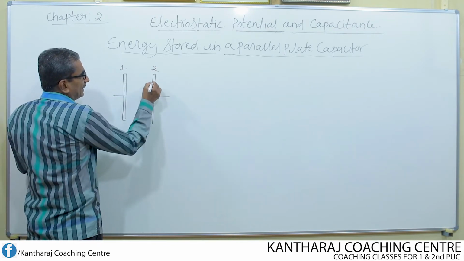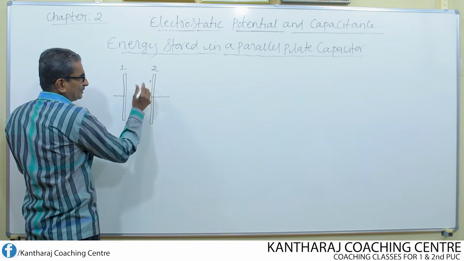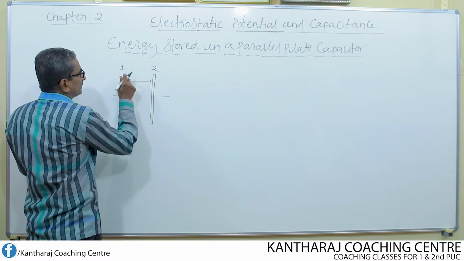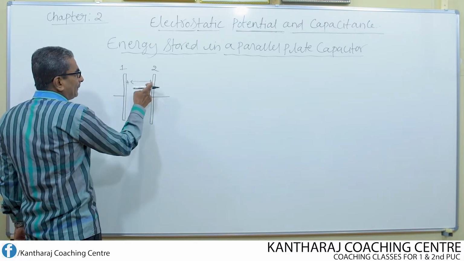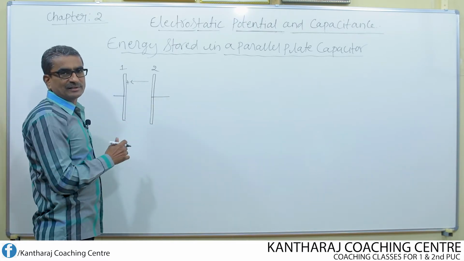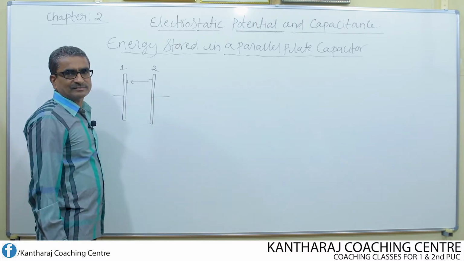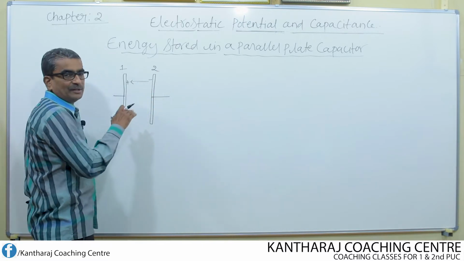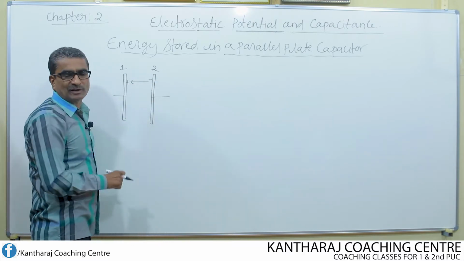If I remove one positive charge from plate 2 and deposit this charge on plate 1, now what happens? This plate, by losing one positive charge, becomes negatively charged. That means it gains one electron. By losing one positive charge, one electron becomes excess on this plate. Now we say that plate 1 is positively charged, whereas plate 2 is negatively charged.